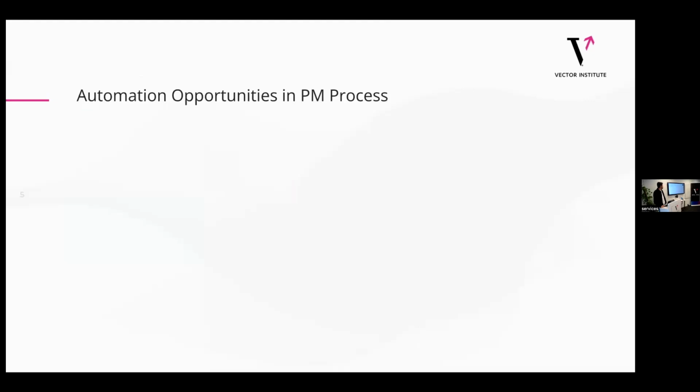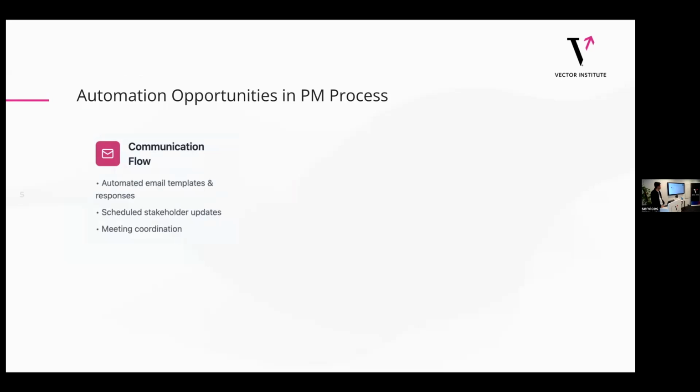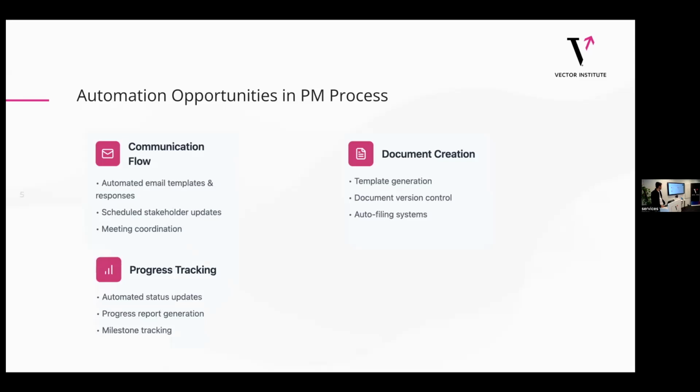So, the automation opportunities in PM processes. For example, for the communication flow, as I told you, we are sending a lot of emails out and replying to them, so automated email templates can be really helpful. And for document creation, for each project that we have, there are many documents that need to be created, and at the moment, most of them are being created manually, like the call for participation, presentations, and many other documents in different formats.